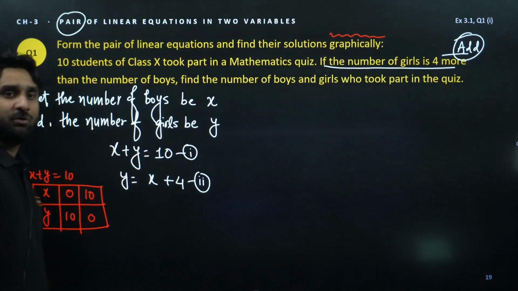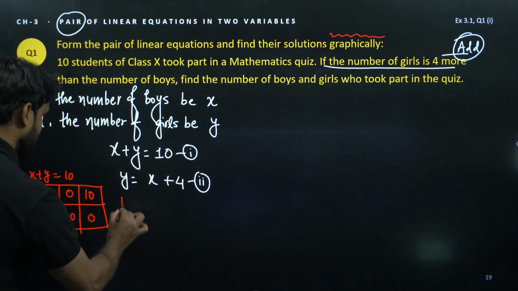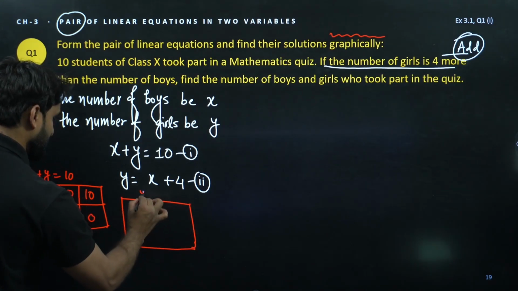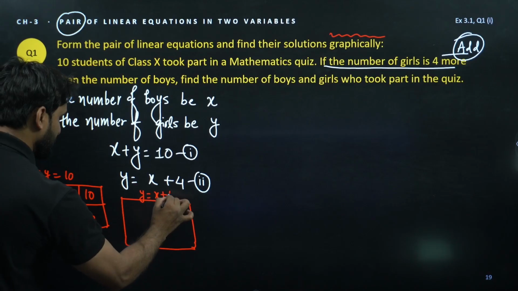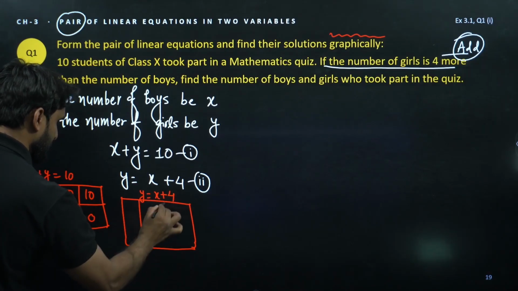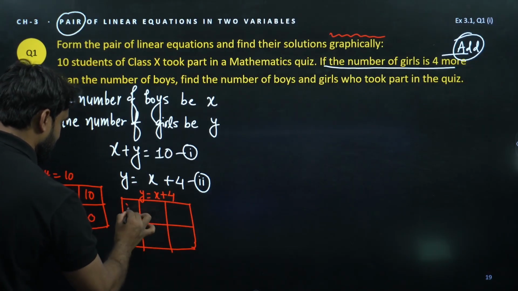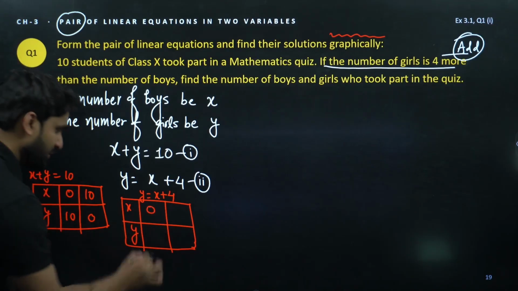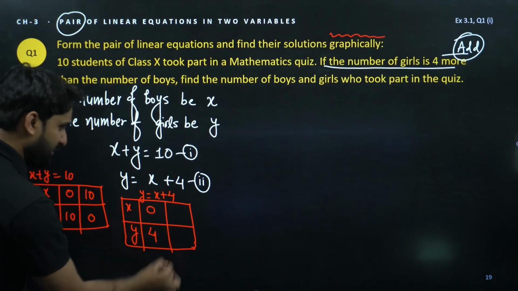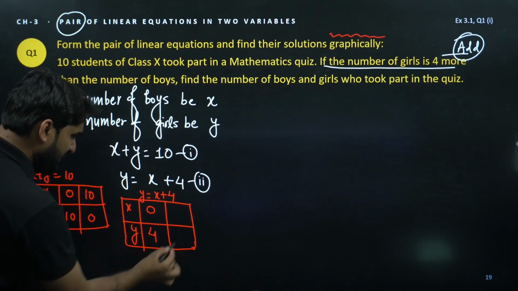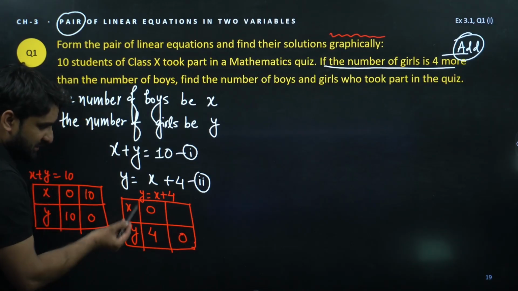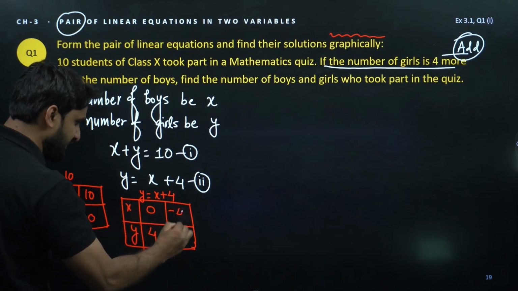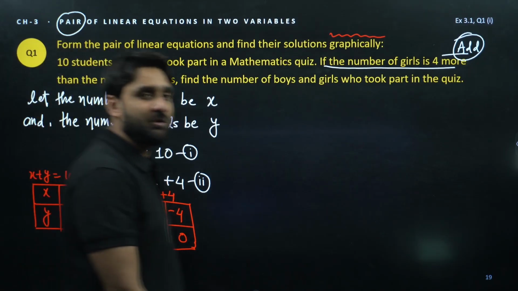I hope this is clear to you. Now find one more solution box for the second equation, y is equal to x plus 4. So here x and y. Now put x as 0. If we put x as 0, y is 4. When we put y as 0, 4 will go there, so x will become minus 4. So we have the solution box.